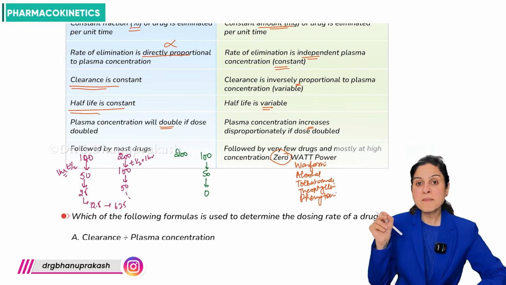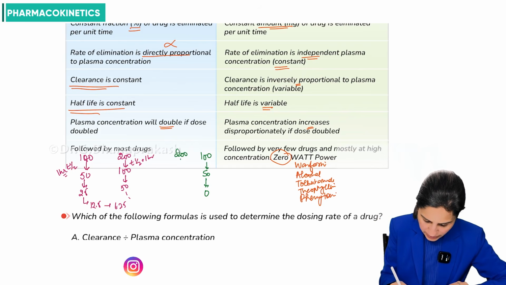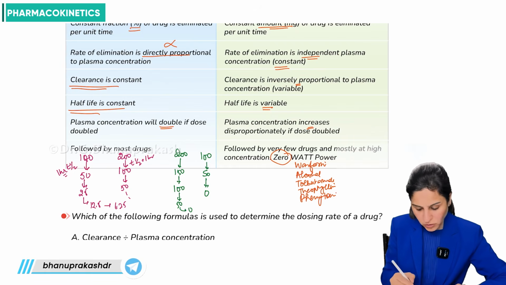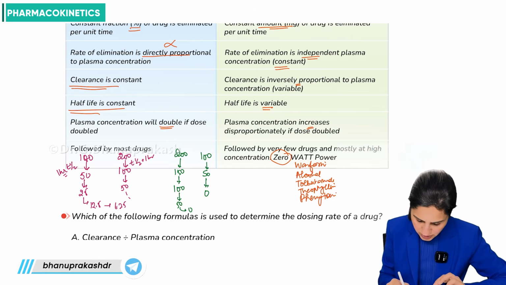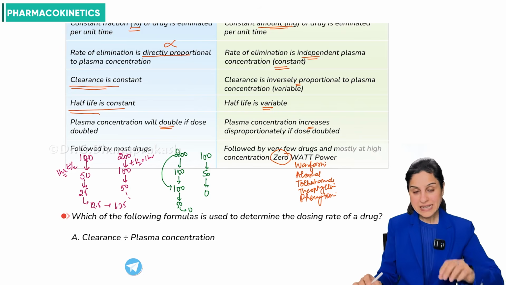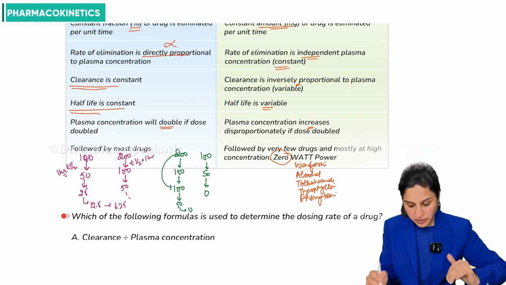But what happens if I increase the plasma concentration to 200 here? A constant amount is going to be eliminated. So in 1 hour, it is going to be 150. Another hour, it is going to be 100. Then it is going to be 50, and then it's going to be 0. So let's see the half-life here. 200, half of 200 is 100. How much time did it take for the level to go from 200 to 100?